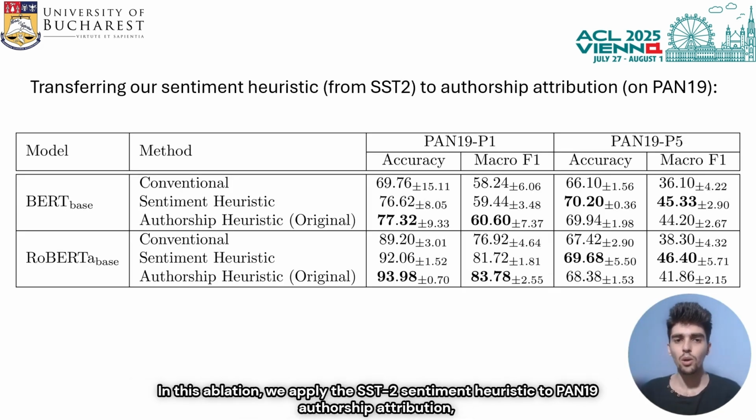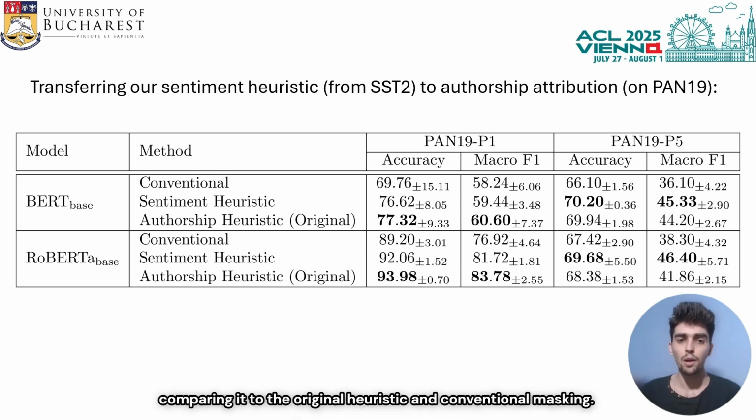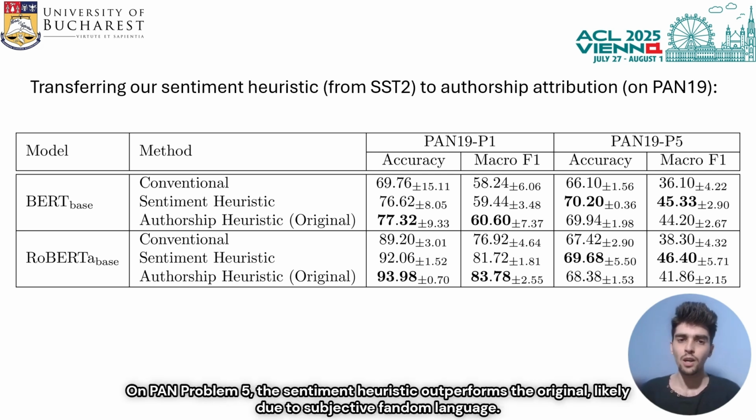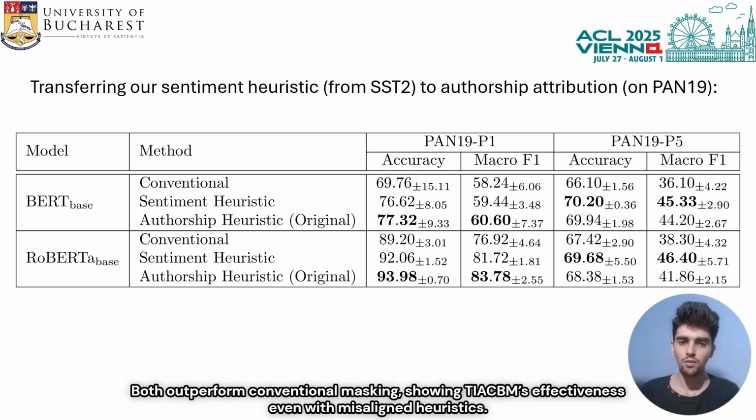In this ablation, we applied the SST2 sentiment heuristic to PAN19 authorship attribution, comparing it to the original heuristic and conventional masking. On PAN problem 5, the sentiment heuristic outperforms the original, likely due to subjective fandom language. Both outperform conventional masking, showing TICBM's effectiveness even with misaligned heuristics.